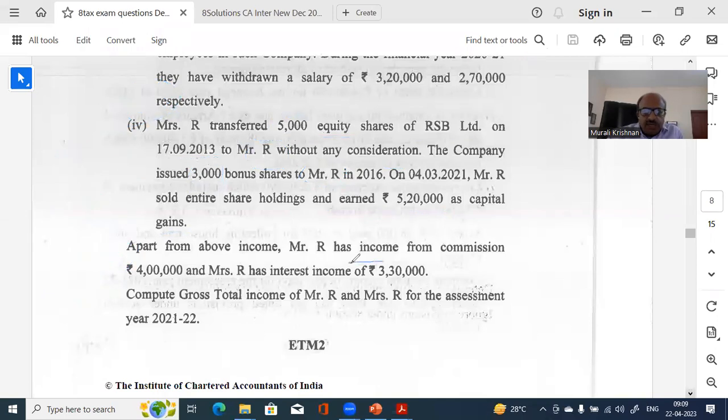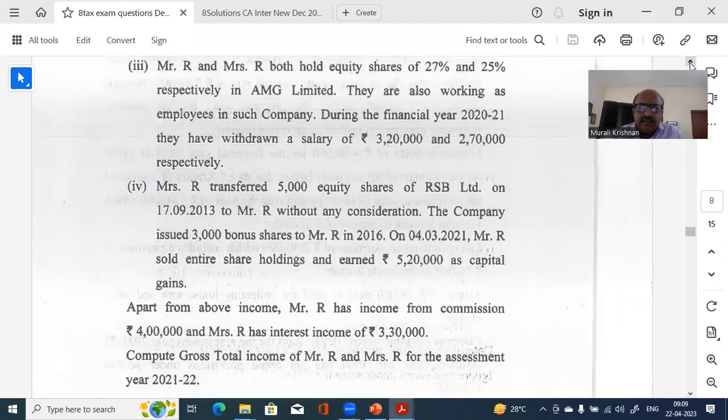Apart from the above, Mr. R has got commission of 4 lakh and Mrs. R interest of 3 lakhs. So here, what you need to do when you do the problem is, you have to keep the clubbing relating to the salary at the end. You can do it only at the end. You cannot do it before that. Relating to this, you can do it at the end. So you'll have to wait.